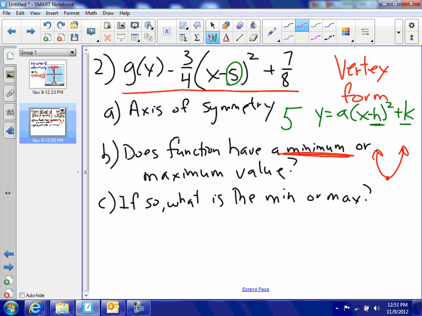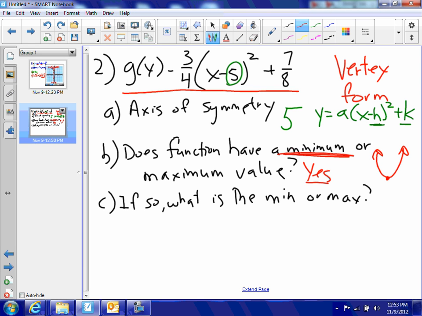Now, some people answered this question, does the function have a minimum or maximum value, and they answered the question, yes. At first I thought that was being a little bit sarcastic, but no, in fact it's not. What they're telling me, if you answer that question yes, is that it is a quadratic function, which does have a minimum or a maximum. But it wasn't exactly what I was looking for, and fortunately in the next question people were able to answer it. If so, what is the minimum or maximum?